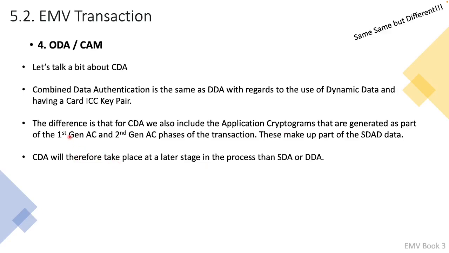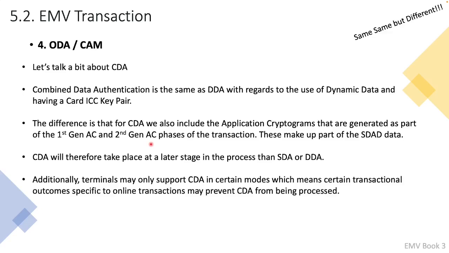Because there's now a dependency on first gen AC and second gen AC, CDA cannot take place at step 4 of an EMV transaction. It would generally happen after first gen AC or after second gen AC, which is much later in the transaction. Additionally, terminals may only support CDA in certain modes, which means certain transactional outcomes specific to online transactions may prevent CDA from being processed. As we go along, that statement will become clearer.